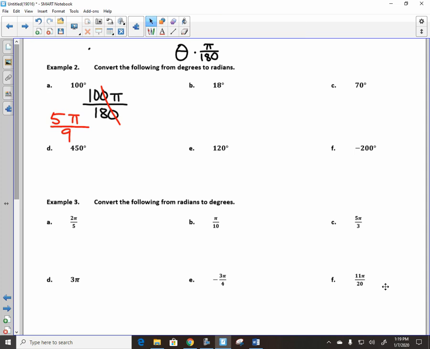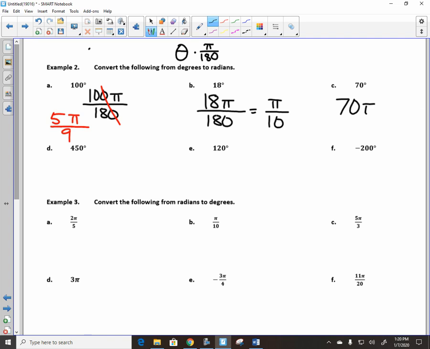Look at your next one, 18 degrees. I multiply by pi, I divide by 180. How many times does 18 go into 180? 10 times, right? So this will reduce to pi over 10. 70 degrees. 70 times pi divided by 180. Both 70 and 180 are divisible by what? 10. So we get 7 pi over 18.